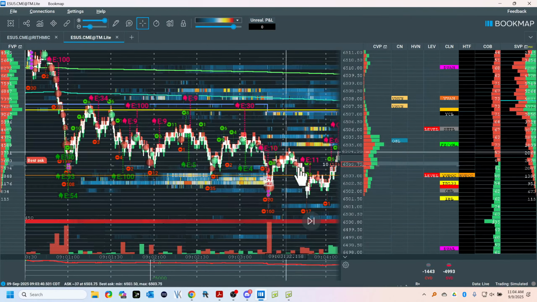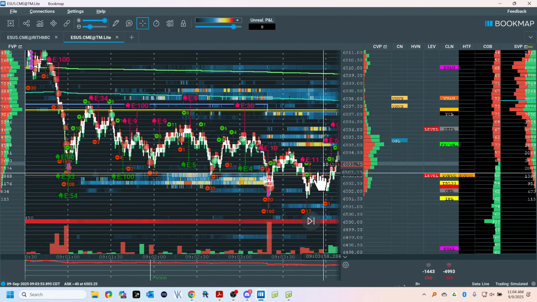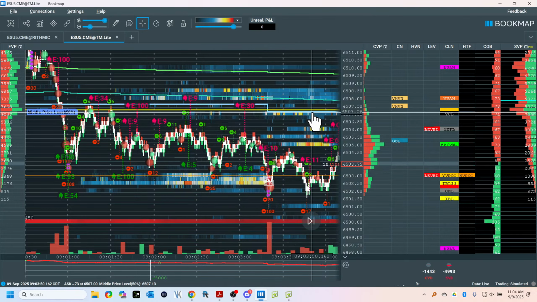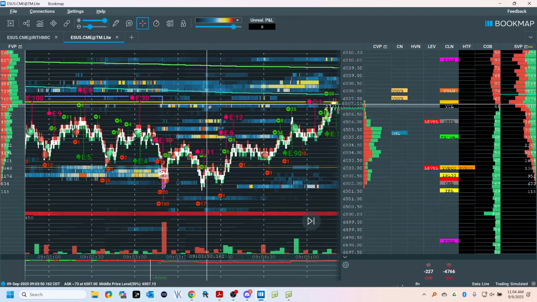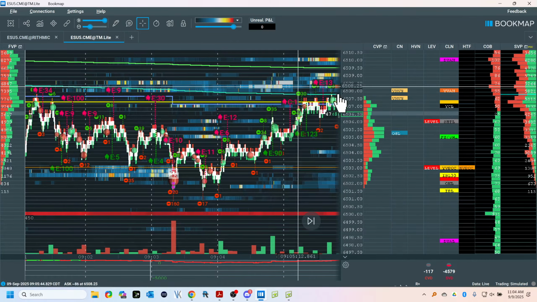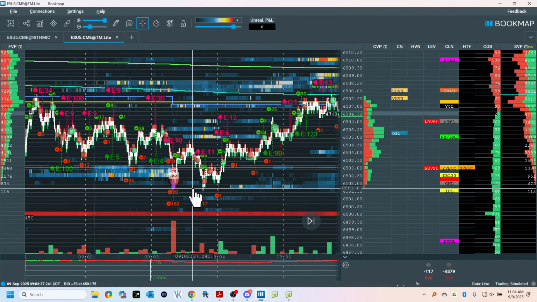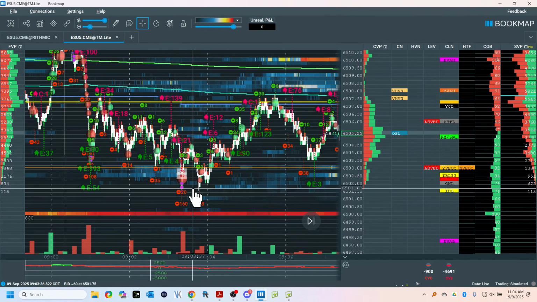So I have my sweep. I have my pullback. I have a trigger. It's right here. I get long, scale, there, helmet on. This suggests potential counter rotation. My stop is under here. Got to take me out.